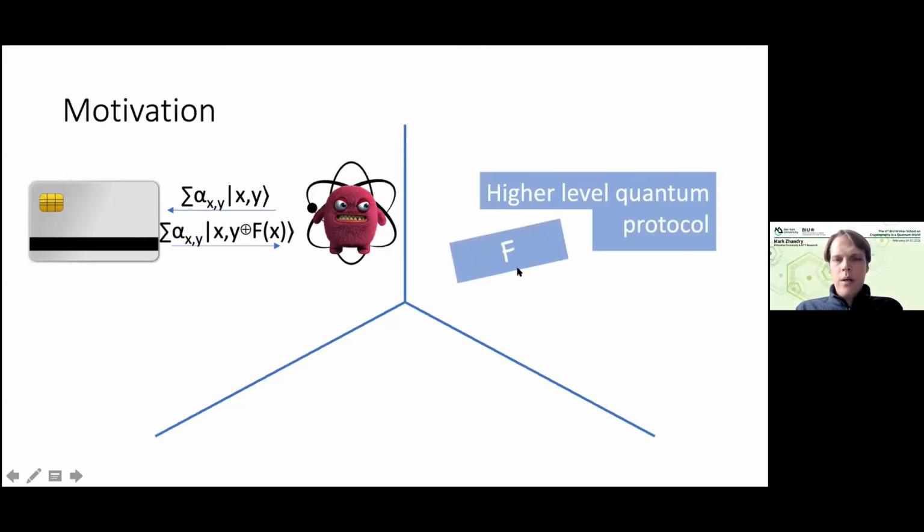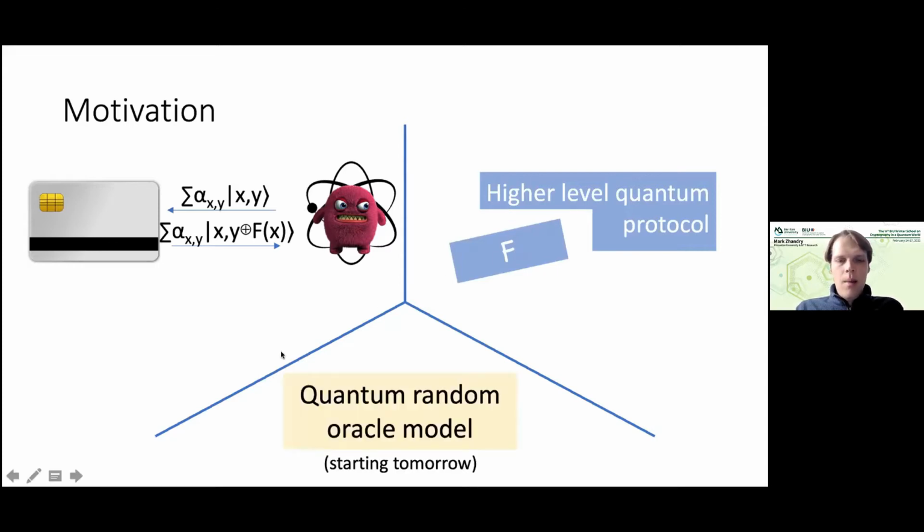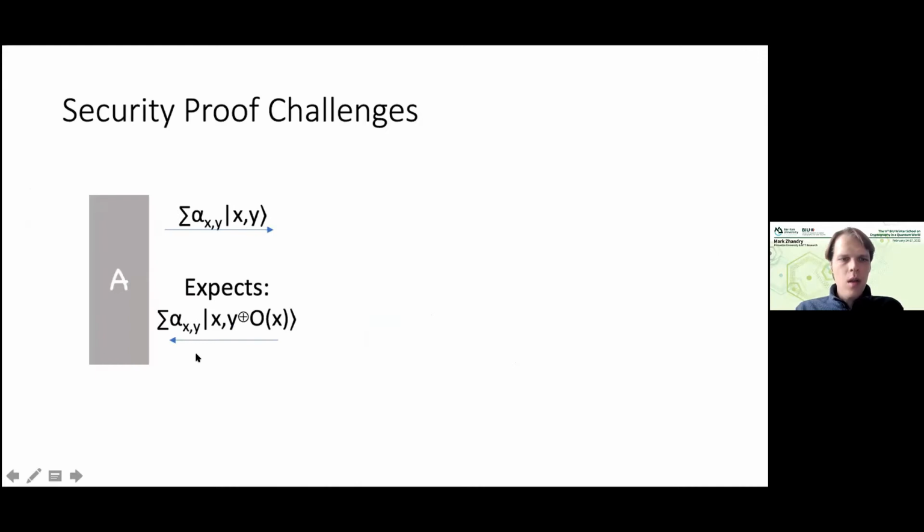If our classical crypto is going to be used as part of a higher level quantum protocol, then we'll almost certainly need to consider quantum interaction attacks on it. And then what we'll talk about starting tomorrow is something called the quantum random oracle model, where even if you don't care about these sort of quantum interaction attacks, it turns out that there are some cases where you can't ignore them due to the way we model security. So this is the motivation.